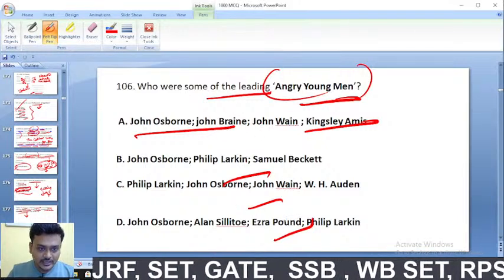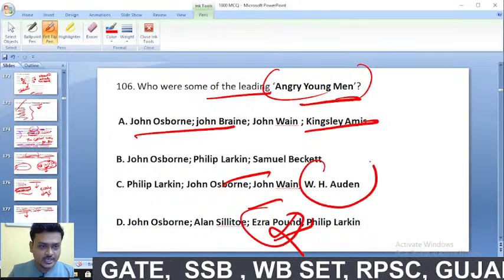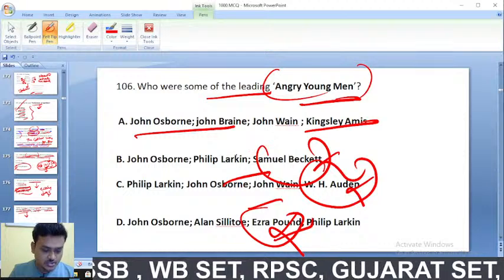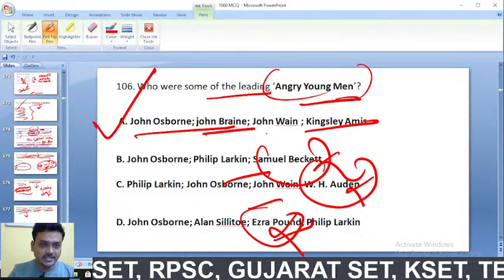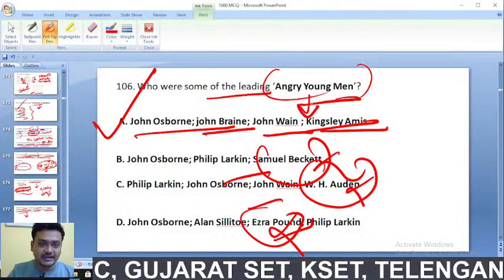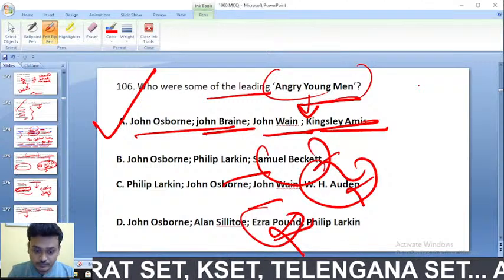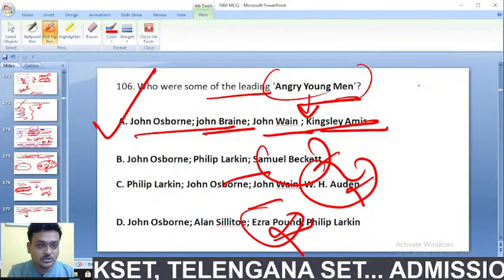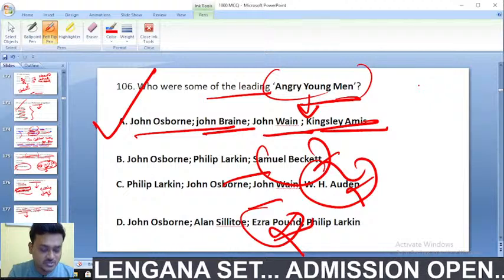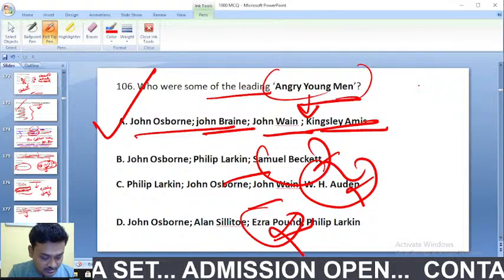It's not, look here, Ezra Pound is not, Auden is not, Samuel Beckett is not. So here, John Osborne, John Braine, John Wain, Kingsley Amis, they are the angry young men of the 1950s. So A is the right answer.